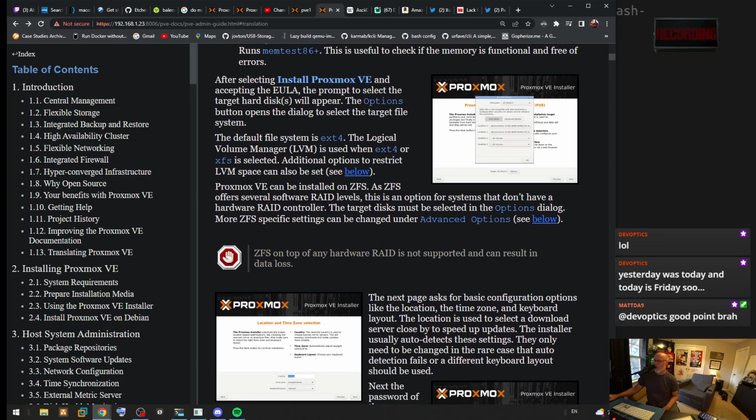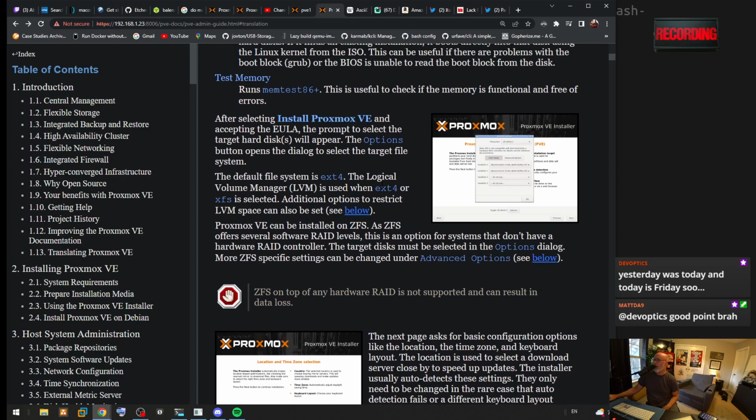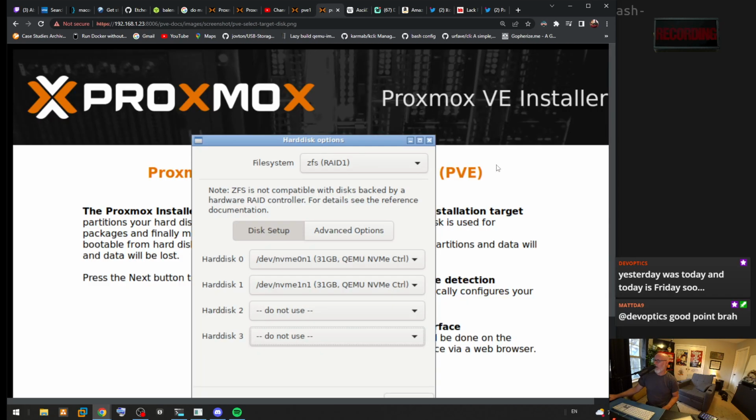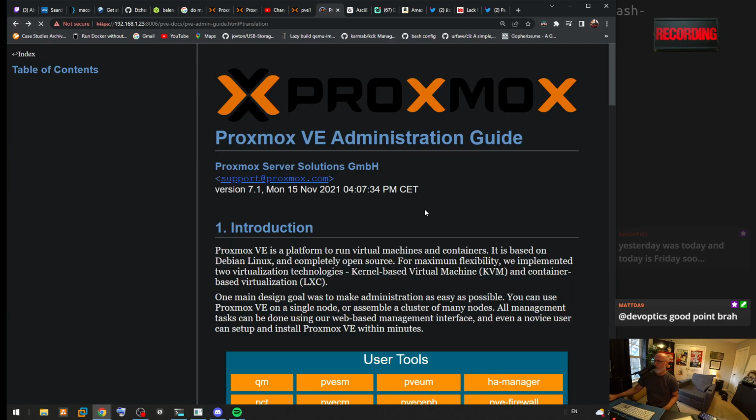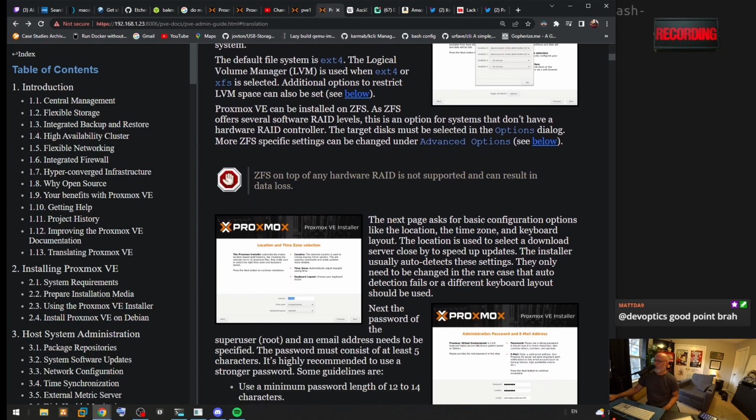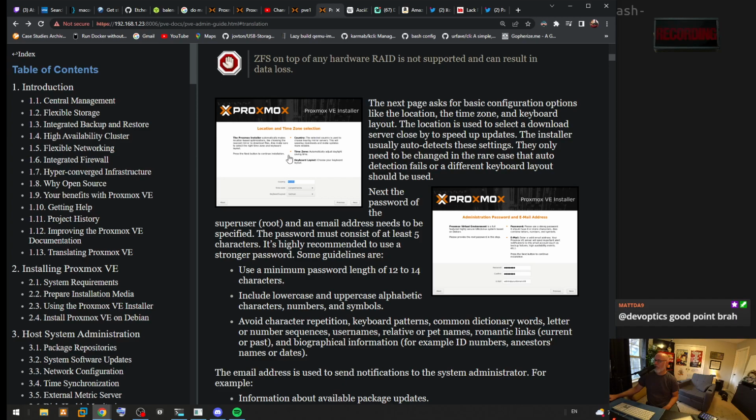Proxmox will be installed on ZFS. I don't remember doing any disk partitioning at this point. I guess you can change it if you wanted to. I don't remember changing it. I just accepted the default. I don't remember seeing this part. It didn't prompt me, so I don't know why that is. But I don't remember that. Anyway. All right. And next bit, this is for basic configuration.